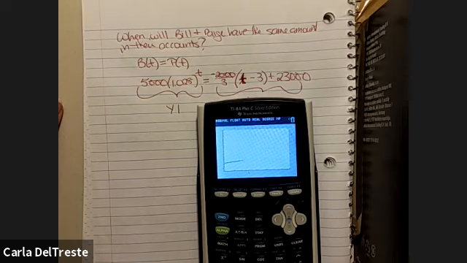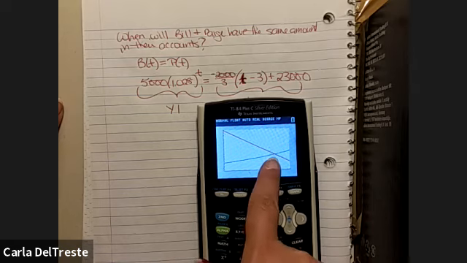So here comes Y1. This is our exponential for Bill. And here comes Y2, which is our linear losing money. And I am in luck. I got a good window here. I can see where they intersect. That's what I want to know graphically. I want to know where those two lines are equal, or in other words, where they cross.